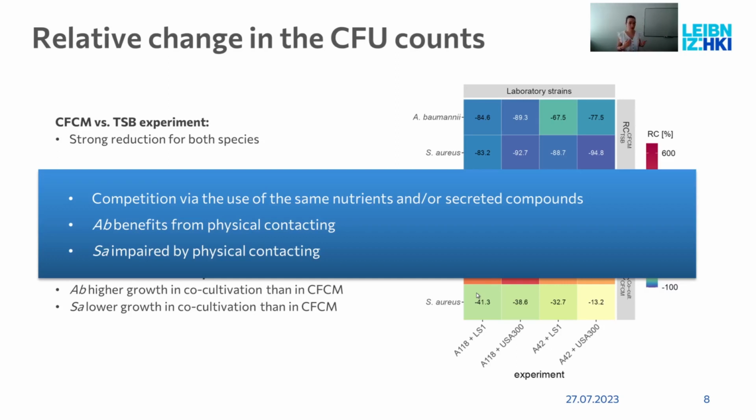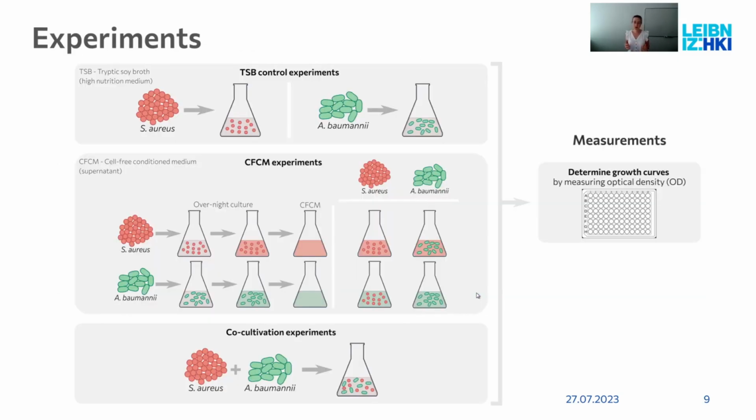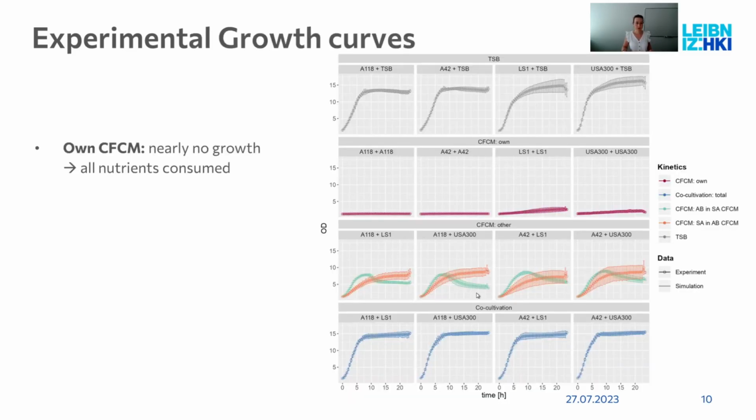We also see that A. baumannii benefits from the physical contacting, while S. aureus is slightly impaired by the physical contacting. So next, we want to also have a look at the growth curves that have been obtained during the experiments.